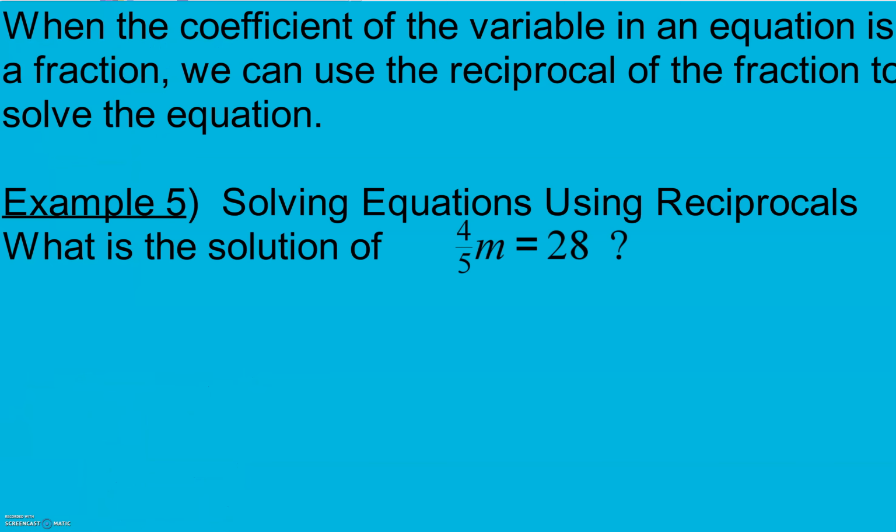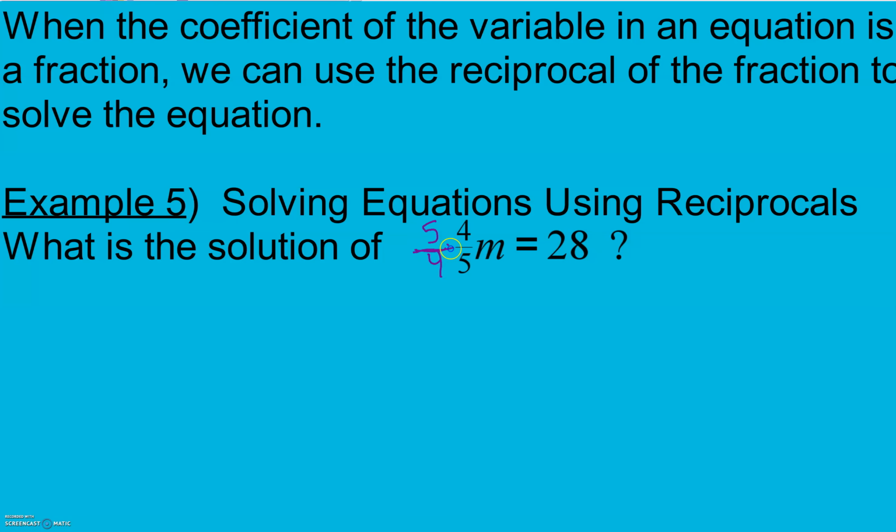When the coefficient, or the number in front of the variable, in an equation is a fraction, we can use the reciprocal of the fraction to solve the equation. Usually whenever we have multiplication, we're going to divide to get rid of it. But when we divide by fractions, we multiply by the reciprocal. So we can go ahead and do that right away. So rather than dividing by 4/5, I'm going to multiply by its reciprocal, which is 5 over 4.